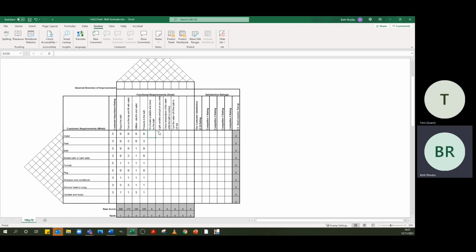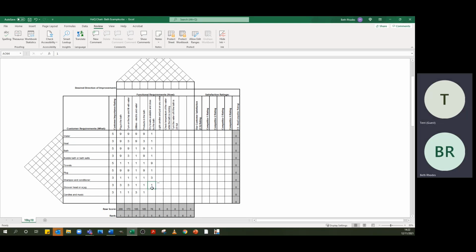Yeah. So now let's have a look at dry towels available. How does that affect the water? It doesn't. How does that affect the heat? It doesn't. How does that affect the bath? It doesn't. How does that affect bubble bath or bath salts? Doesn't. How does that affect towels? 9. Perfect. How does that affect the plug? Again, it doesn't. How does that affect the shampoo and conditioner? Not at all. How does that affect the shower head or jug? It doesn't.